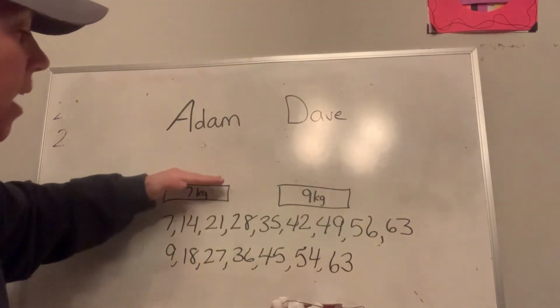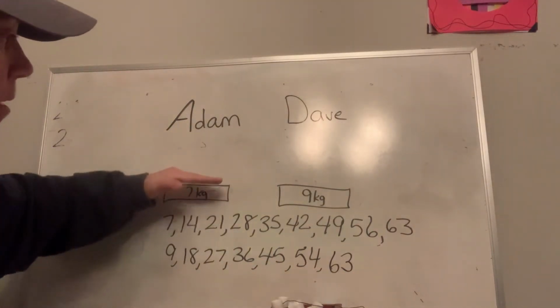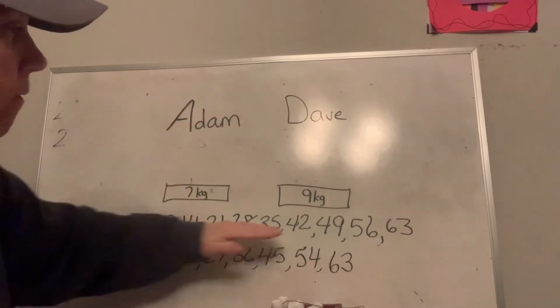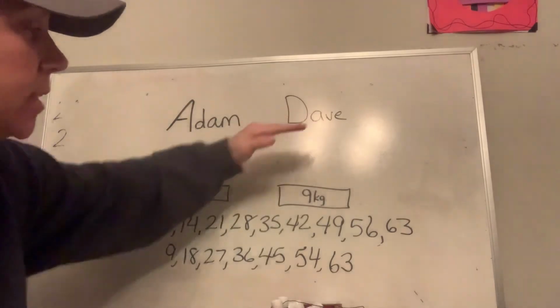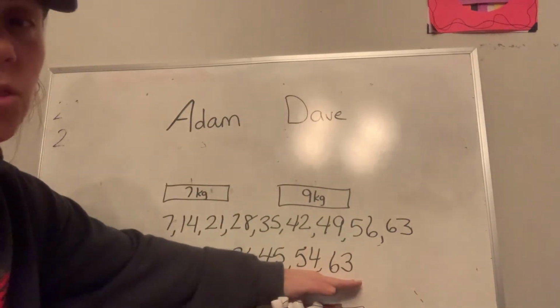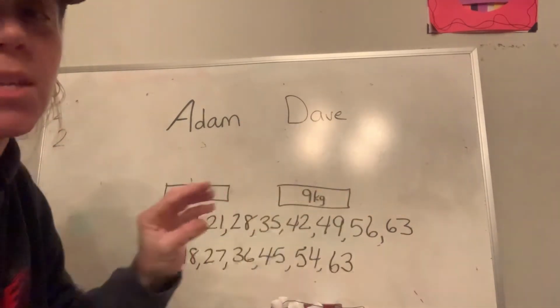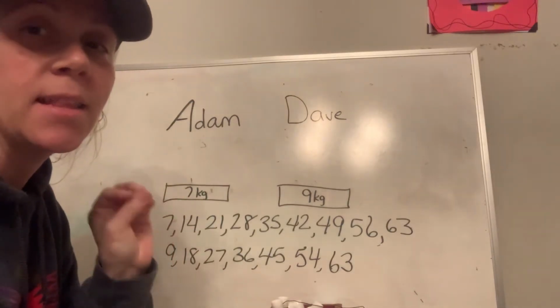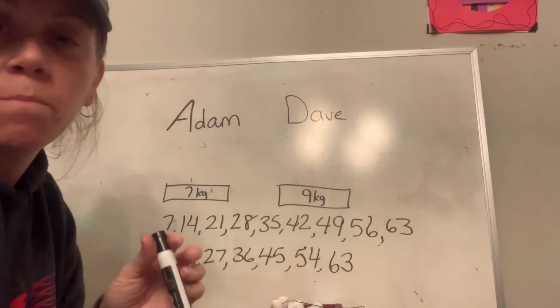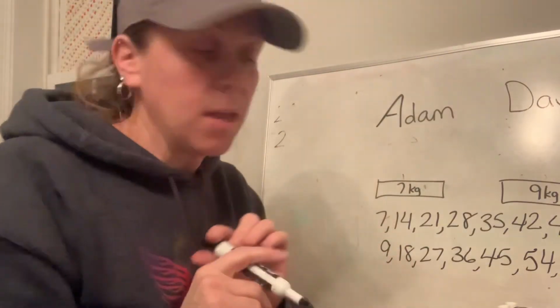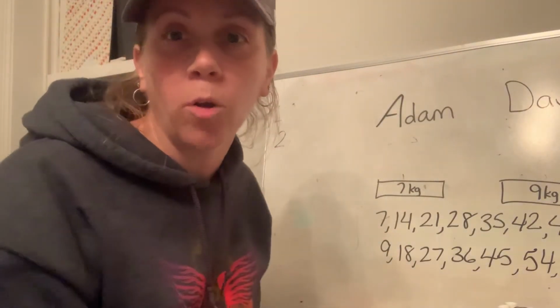So if Adam stacks his 7 kilogram weights up, he'll eventually get to 63 kilograms. If Dave stacks his 9s, he can get to that same 63. And 63 kilograms is the lowest amount that they can lift that is the same, the least common multiple. Okay? That's page 102 in your workbook.